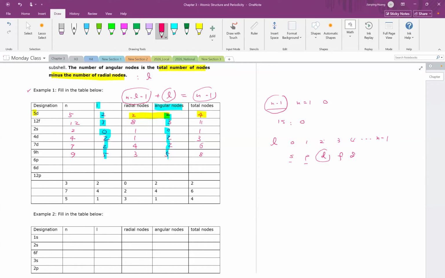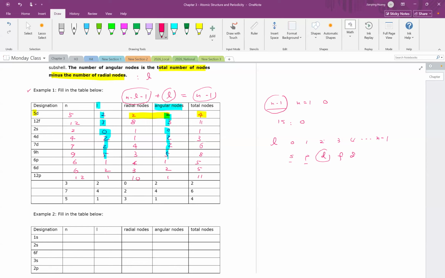Now, we'll take some time. This is a number game. Next one, I'm going to quickly finish it, okay? So 6p, that should be 6. Now you compare your answer, okay? If you have a question, we can discuss. 1, 4, 1, 5. 6D, 6, 2, 3, 2, 5. 12P, 12, 1, 10, 1, 11.